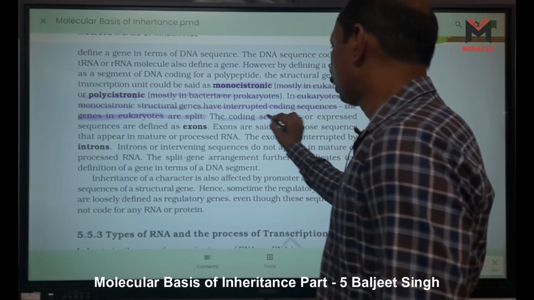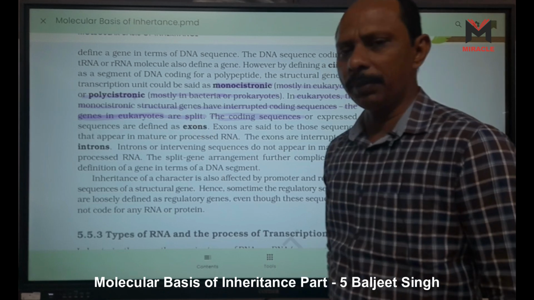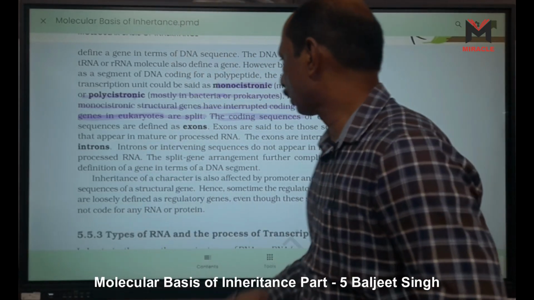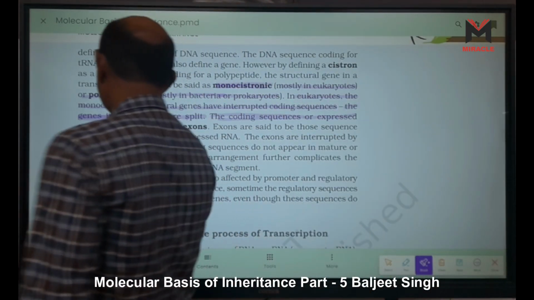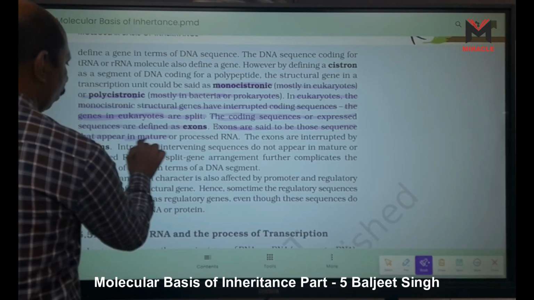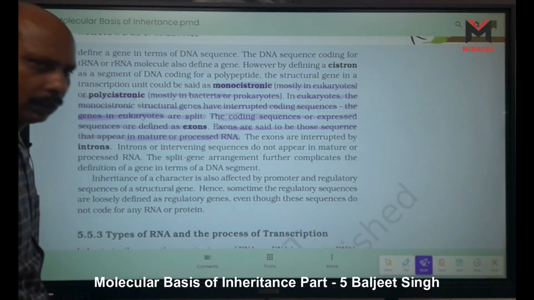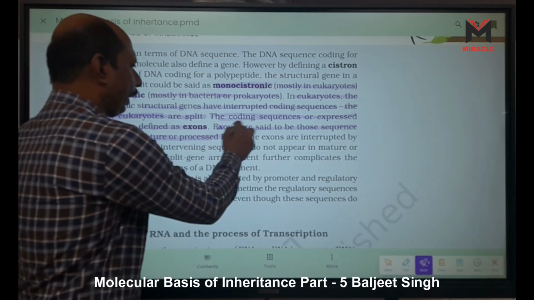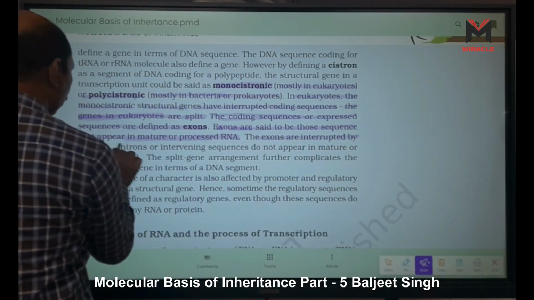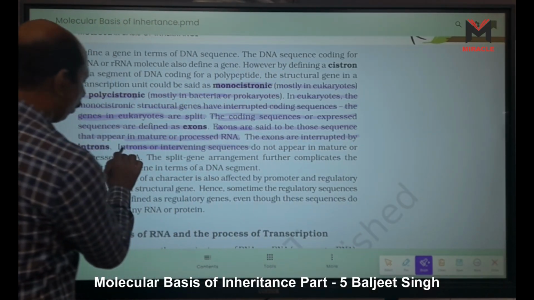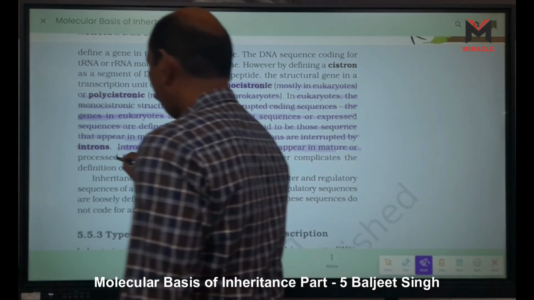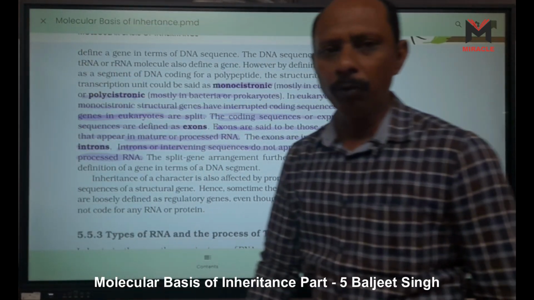One observes that eukaryotes have split genes, but the gene which is responsible for the formation of histone is non-splitting, right? Expressed sequences are defined as exons. Exons are those sequences that appear in mature or processed RNA. These are the functional units, which can express. The exons are interrupted by introns. Introns are intervening sequences. They do not appear in mature RNA or processed RNA because through splicing they are removed.